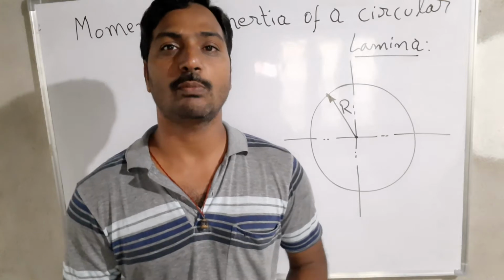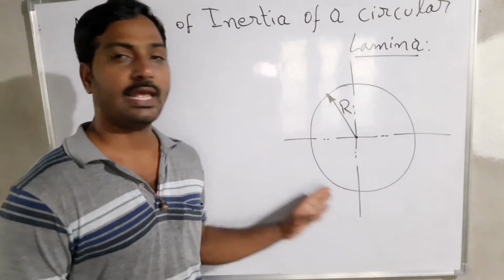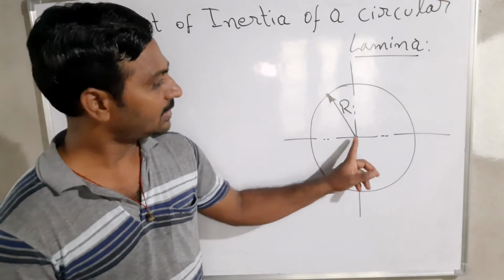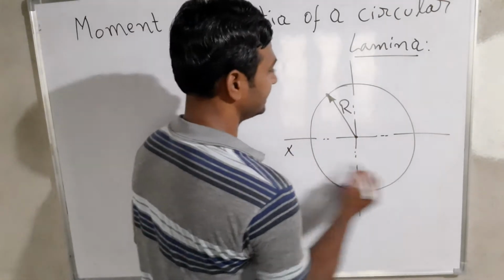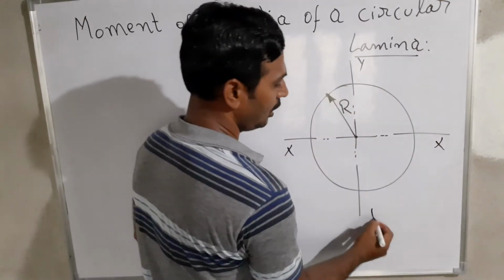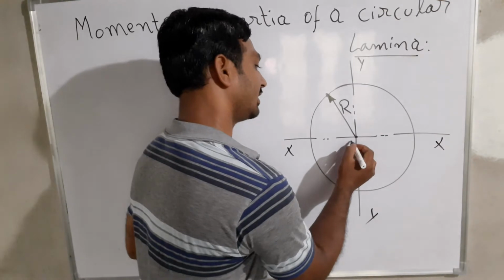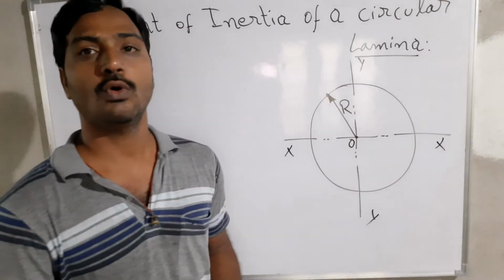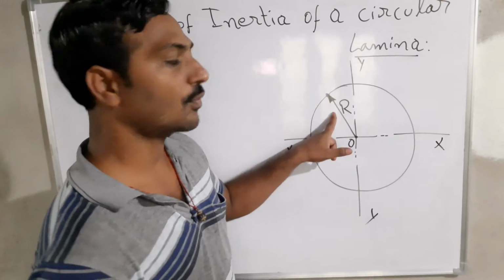So how to calculate the polar moment of inertia, that we can see. This is the circle they have given, and there is a radius. From this O, I'm going to say this is the X and this is the Y axis we have. The intersecting point, I'm going to call O, the origin. The radius is R we have taken.